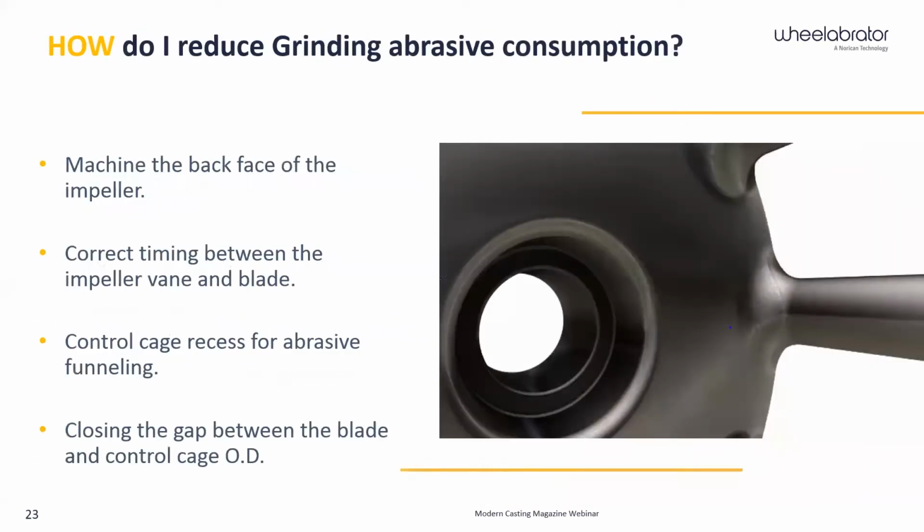So here we go. How can we reduce any of this abrasive consumption? That's the million-dollar question. One of the things that you can do is machine the back face of the impeller. What that does is, these impellers are castings, typically. Most of them will have a parting line or something back there.